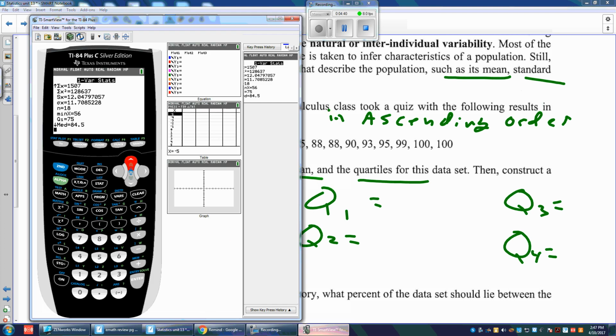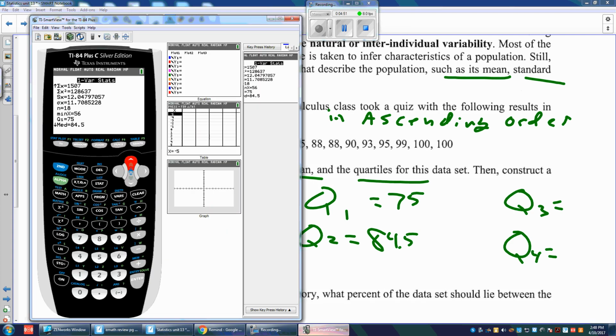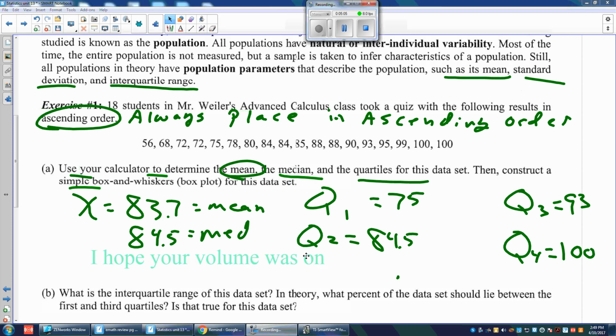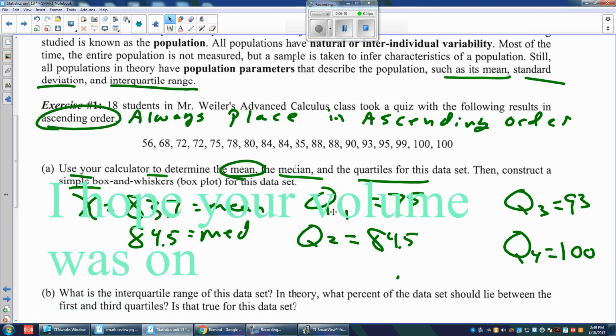Quarter 1 right there says 75. The second quarter is the same as the median, 84.5. The third quarter is 93. And the fourth quarter is the max, which says 100. I hope your volume was on, because I said a lot.